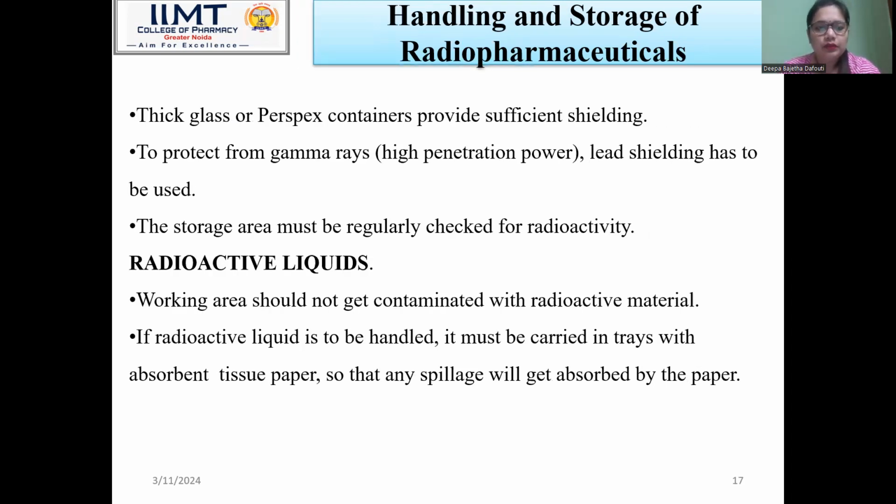Thick glass or Perspex containers provide sufficient shielding to protect from the gamma rays, which have high penetration power. Lead shielding has to be used. The storage area must be regularly checked for radioactivity. Working area should not get contaminated with radioactive material. If radioactive liquid is to be handled, it must be carried in trays with absorbent tissue paper so that any spillage will get absorbed by the paper.